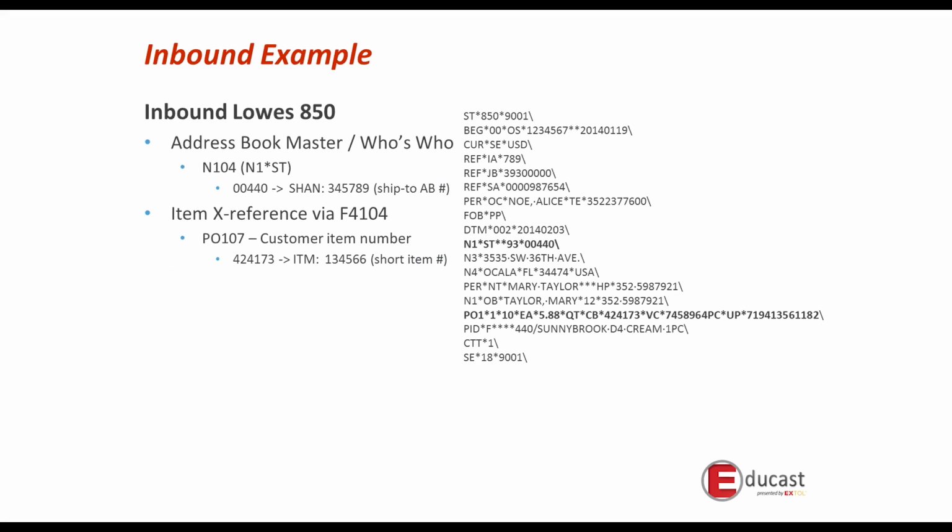Likewise, we go down at the detail level and we apply our best practice again to determine the short item number. We get the customer item number of 424173, and with our inbound, within our package here, this inbound 850, we're able to determine the short item number is 134566. Now these best practices that we talked about before are found throughout all our transactions here for our inbound and outbound maps. Let's move to our next slide, please.